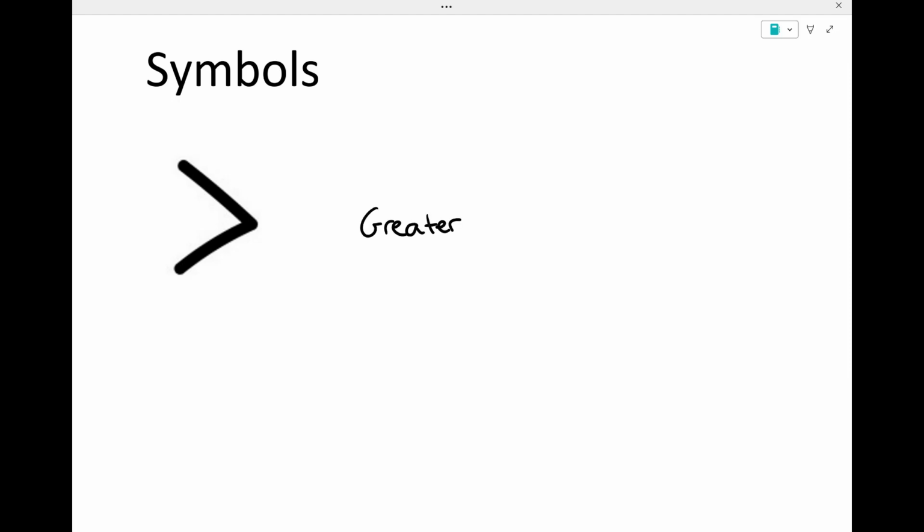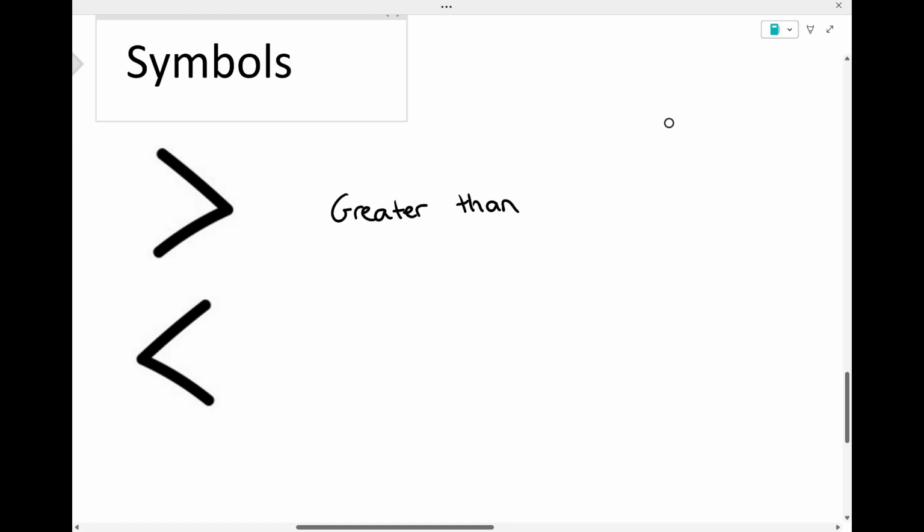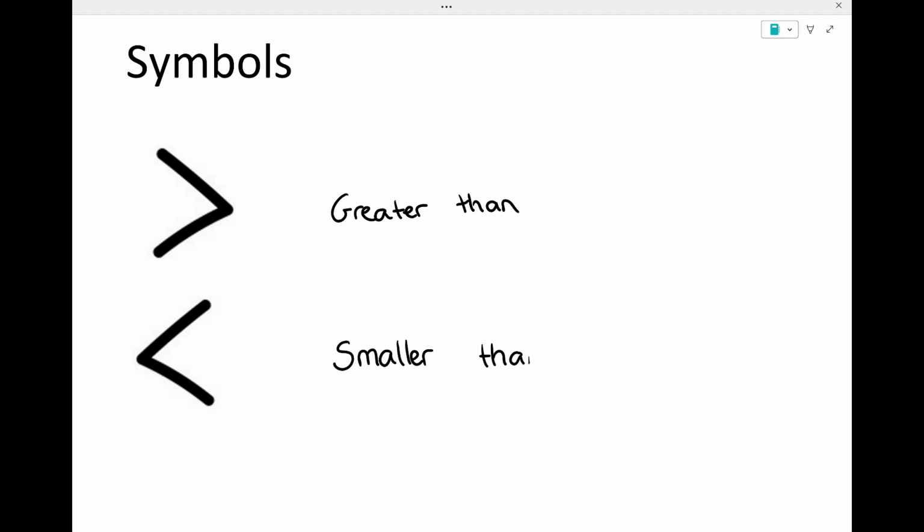So this is the first one we're going to look at. This one means greater than. The easiest way to remember this is that this side is clearly bigger than this side. So if we had, say, an A on this side and a B on this side, A is greater than B. The one that goes with that one is this next symbol. This is the symbol for smaller than. Again, a very simple way of remembering this one is this side is clearly smaller than this side. So if we had an A here and a B here, A is smaller than B.